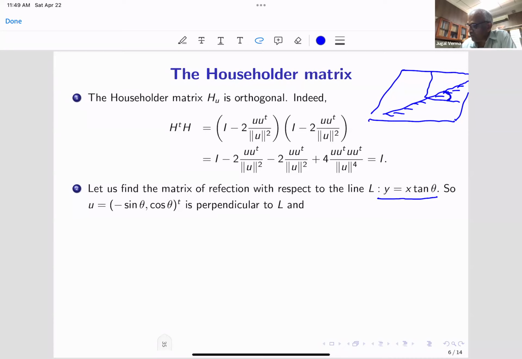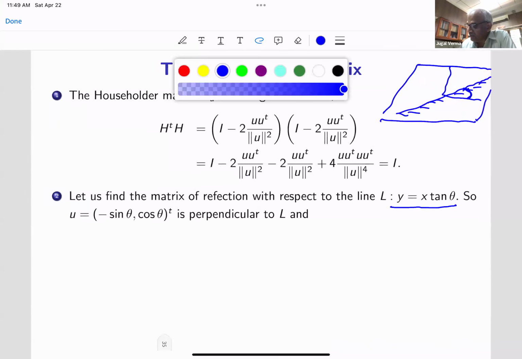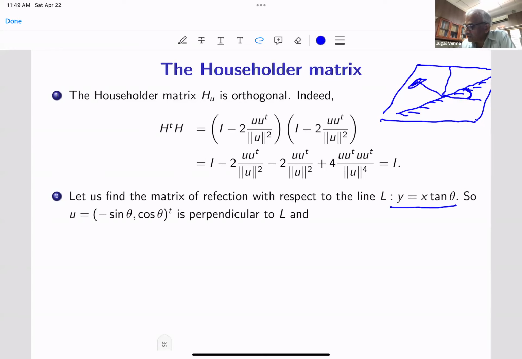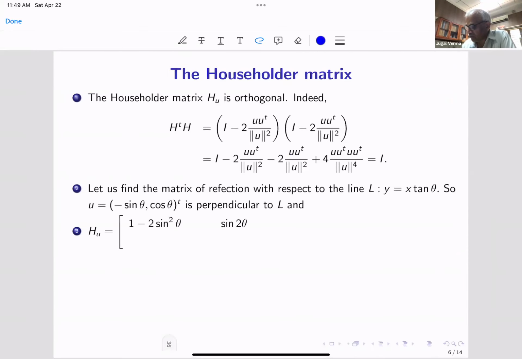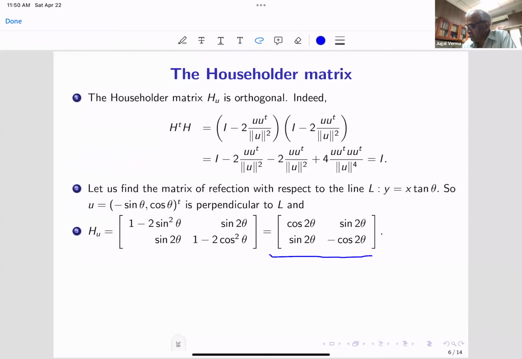In order to find the Householder matrix which represents the reflection with respect to this line, I have to take a vector which is perpendicular. So if I take a vector perpendicular here, this vector is given by minus sine theta, cos theta. This is perpendicular to this line. Now we can construct the Householder matrix with respect to U. The formula was that the Householder matrix with respect to U is I minus two U U transpose over U transpose U. If you substitute U equal to this in this formula, then this is the matrix. So the angle is doubled. This is the matrix of reflection with respect to the line which is inclined at an angle theta from the x-axis.